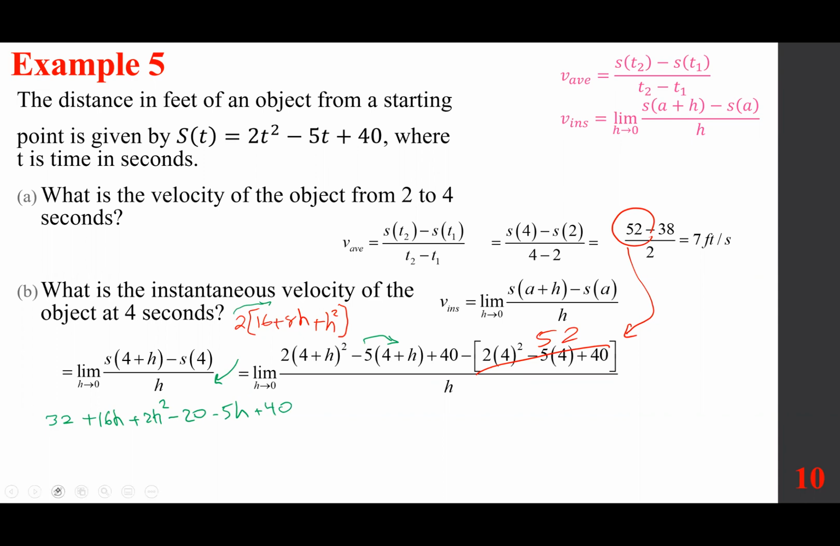So I hope you realize that 32 and minus 20 and plus 40 and minus 52, they cancel each other. So you end up with 2h squared plus 11h, and you factor out the h. So the numerator is left with 2h squared plus 11h. You factor out the h. The h drops. Replace the h with 0. You get 11 feet per second.